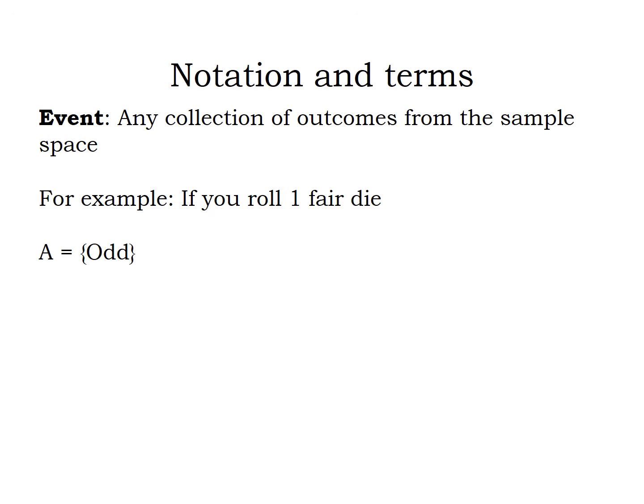I've defined the event A to be all the odd numbered outcomes. So that would include the 1, the 3, and the 5. B, I'm going to define as the set of 1, 2, 3, and 5. Again, those are 4 outcomes from the larger sample space of 1, 2, 3, 4, 5, 6. Now, an event does not have to be more than one outcome. So rolling a 6 by itself, even though that's only one possible outcome from the sample space, is still an event.